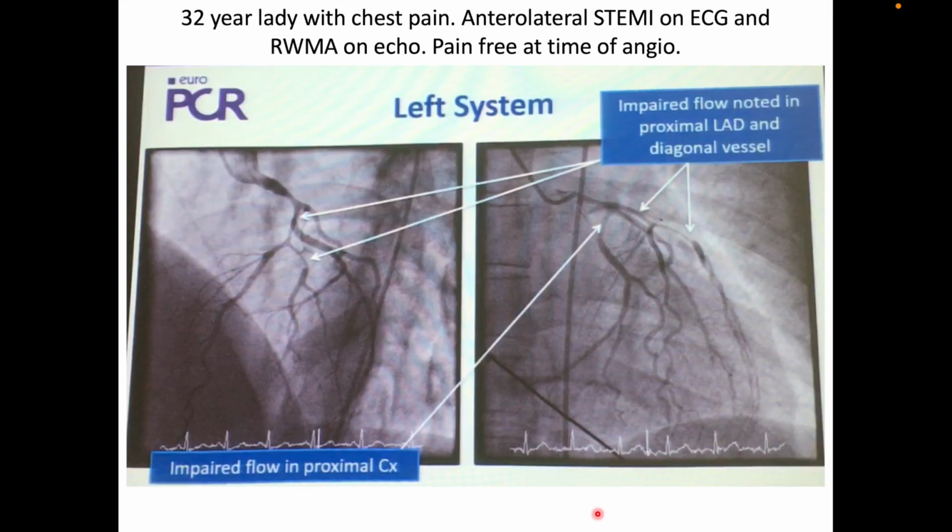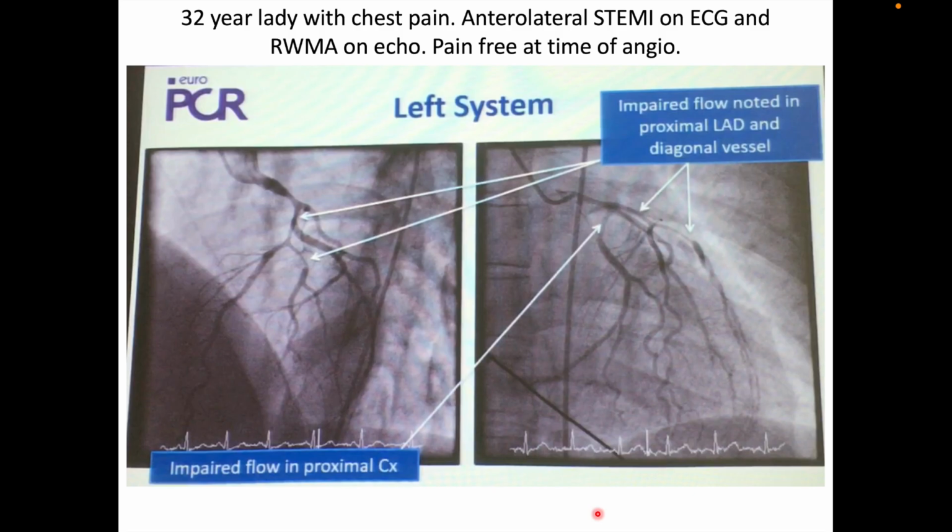Now this is a case that was shown in EuroPCR, but it's quite interesting, so I thought it's worth sharing with everyone. So this is a 32-year-old lady with chest pain, anterolateral STEMI on ECG, and regional wall motion abnormality confirmed on echo. Patient was taken to the cath for primary PCI, but as the angiogram was being done, the patient became pain-free, and this is the angiogram.